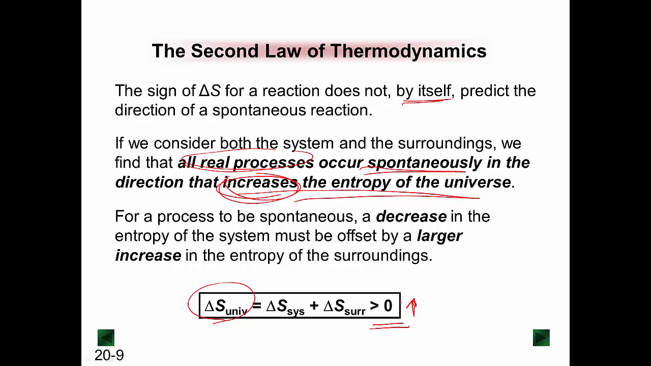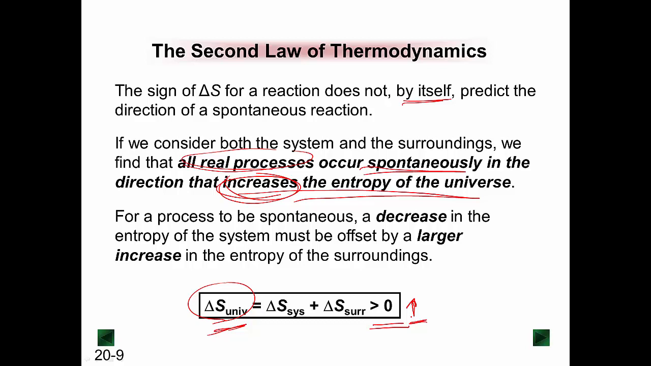Now, we know that there are times when the entropy for a system or the entropy of surroundings can go down or go up, can be positive or negative, but the overall entropy of the universe will always move in a positive direction.